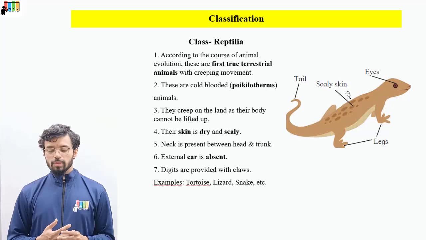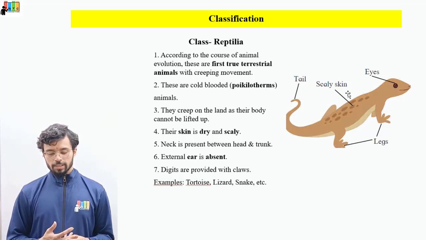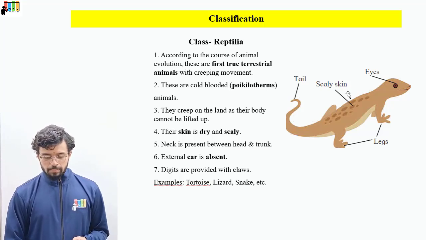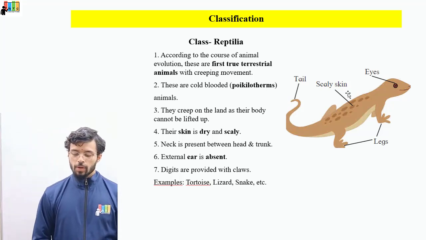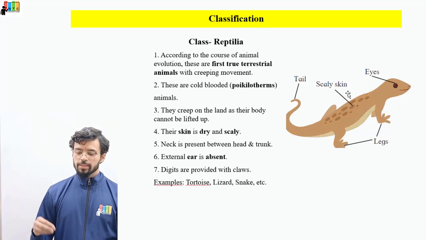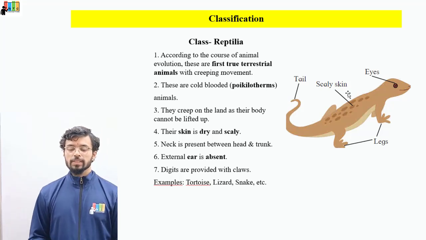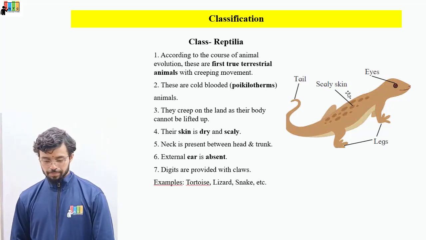The neck is present between the head and trunk. The external ear is absent again. And digits are provided with claws. Examples: tortoise, lizards, snakes, etc. Right? All of these are examples of reptiles.